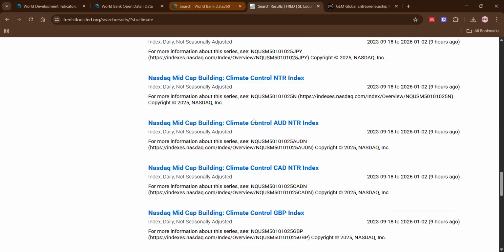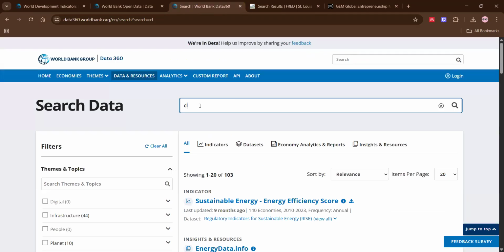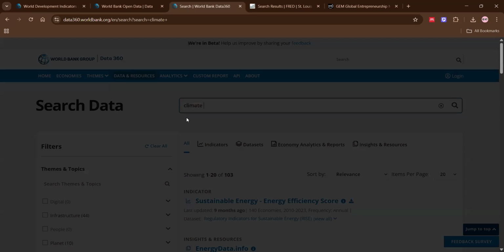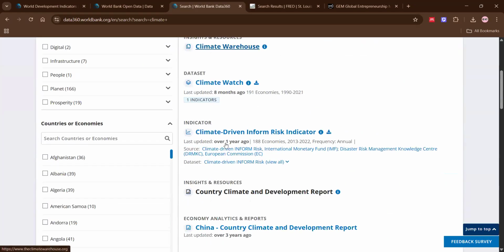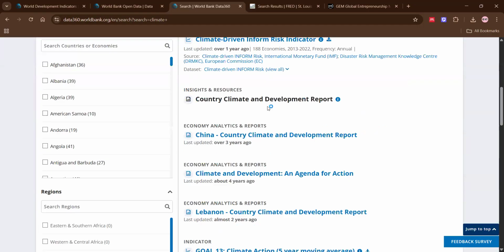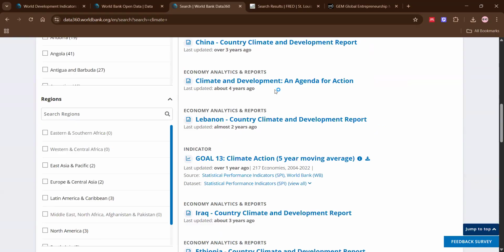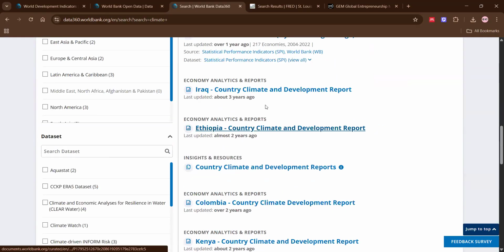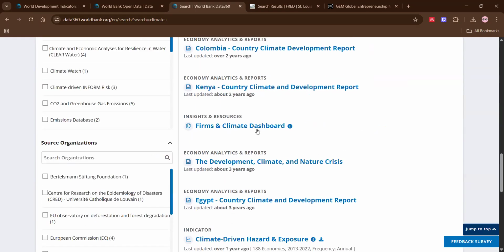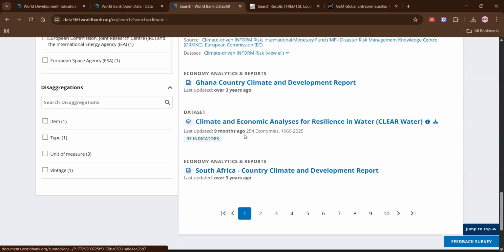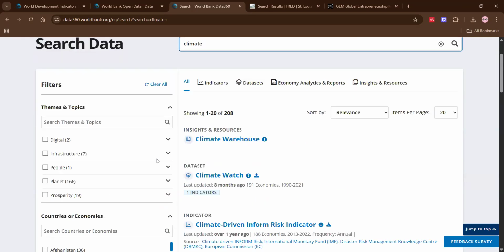You can also explore the World Bank open data, where you can find climate or environment data. There is the Country Climate and Development Report, Agenda for Country Climate, Ethiopia firm and climate dashboards, a lot of climate-related data, and then environment too is there. But we will treat more databases next week. You can also explore the IRENA database, but we will treat others.